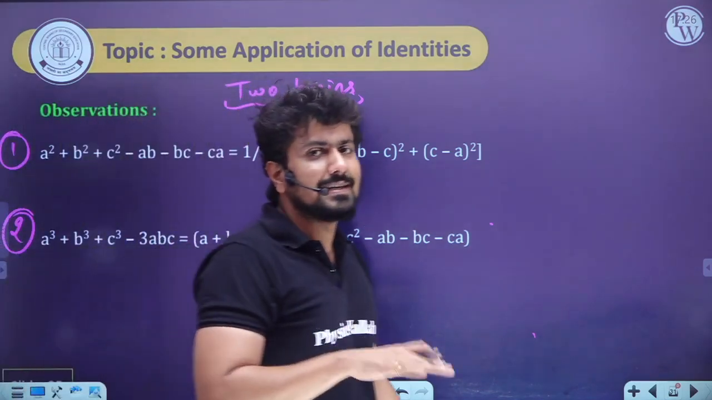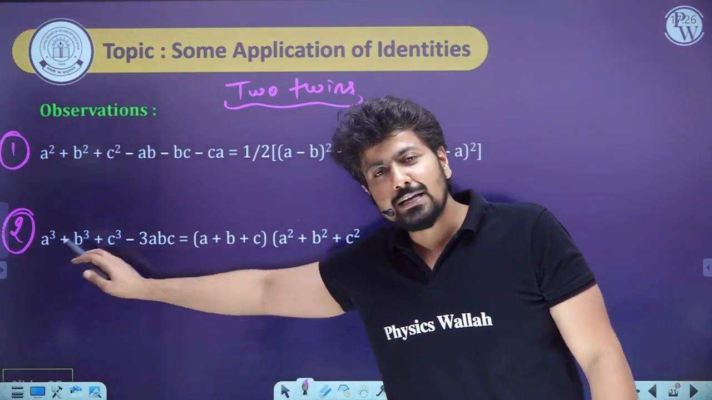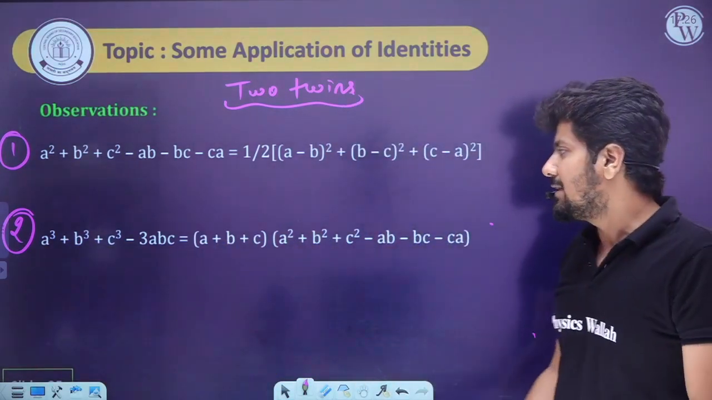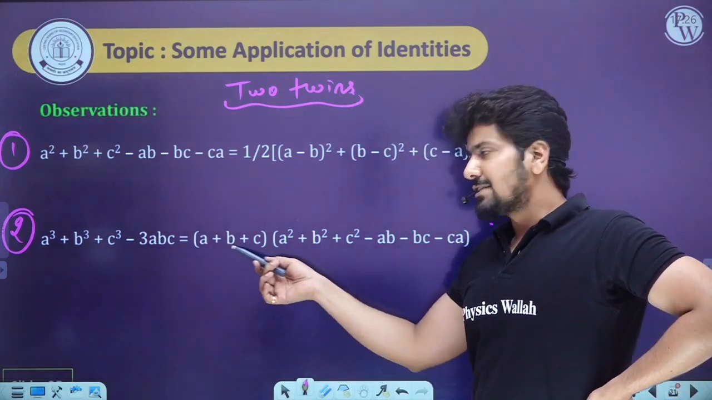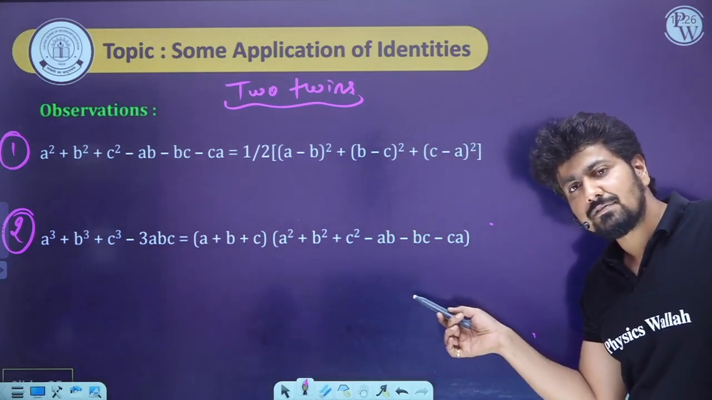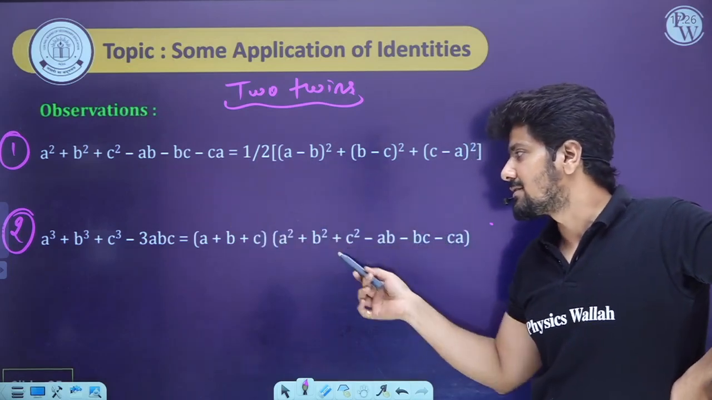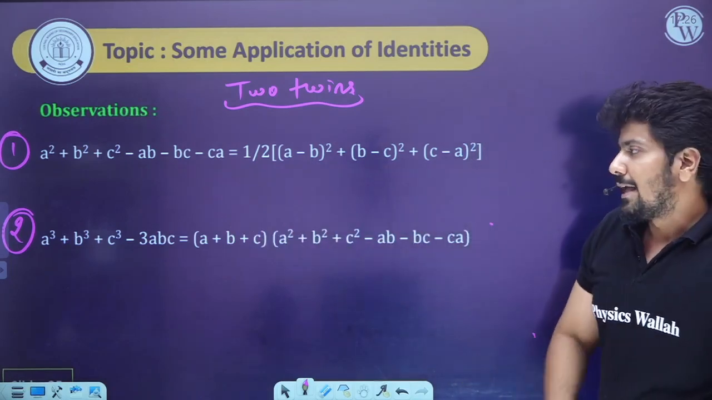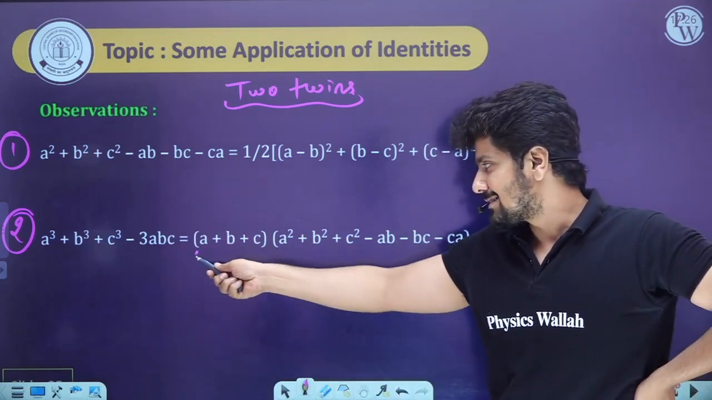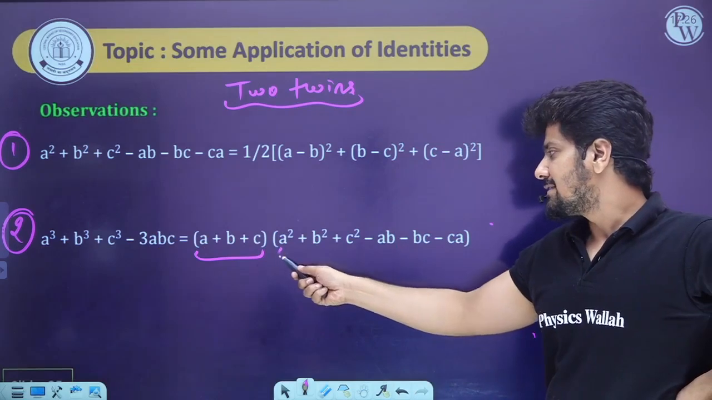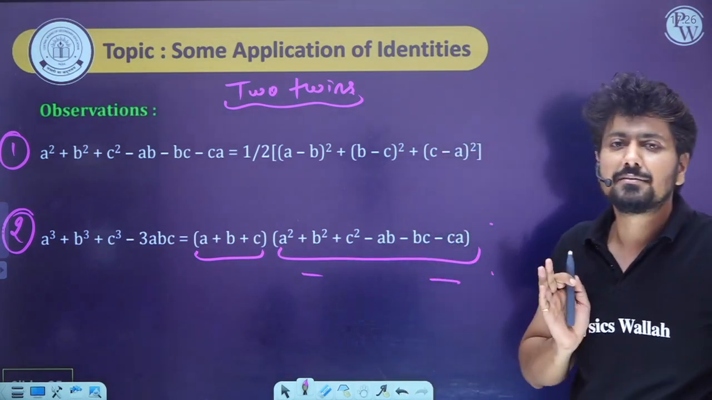Now, its twin brother or sister, whatever it is. We say that a cube plus b cube plus c cube minus 3abc has two factors. One of the factors is a plus b plus c. What's the other factor? Have you seen it somewhere? Yes, the first one. The other factor is a square plus b square plus c square minus ab minus bc minus ca.